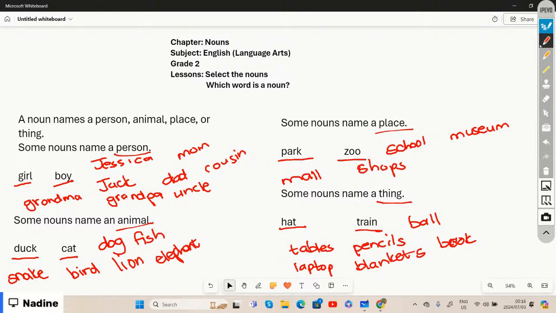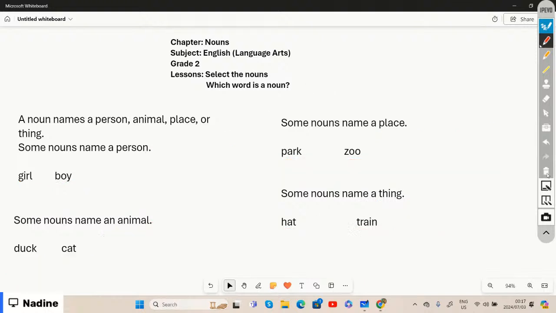All right, so now we're going to A plus students at CA where we are going to continue with our lessons on, or let's say our chapter on nouns, and we're going to focus on the lesson of to select the nouns and which word is a noun.